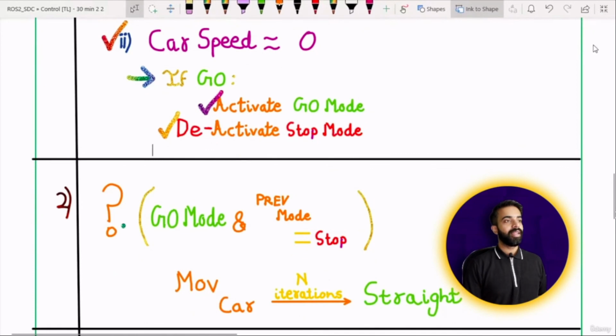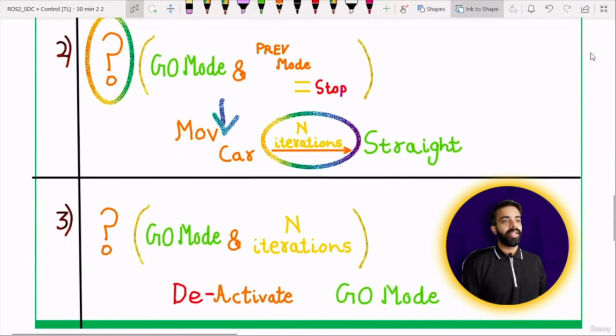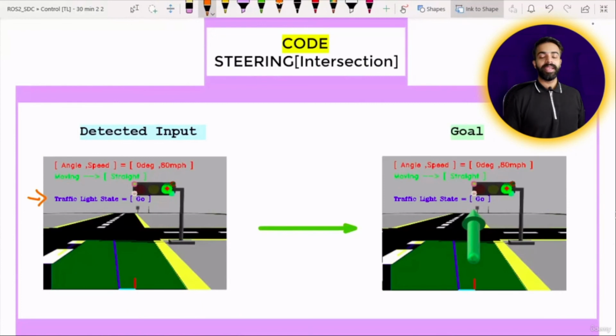Now we need to define what happens when the go mode is activated. When the go mode is activated and the previous mode was stopped, then the self-driving car moves straight for n iterations until it has crossed the intersection. Then, when the n iterations have expired, we deactivate the go mode and the intersection has been successfully crossed. Coding the algorithm described previously, we have the state of the traffic light and its proximity as an input. And for an output, we have the speed and the angle parameters of the car. In this way, the car was successfully able to cross the intersection.